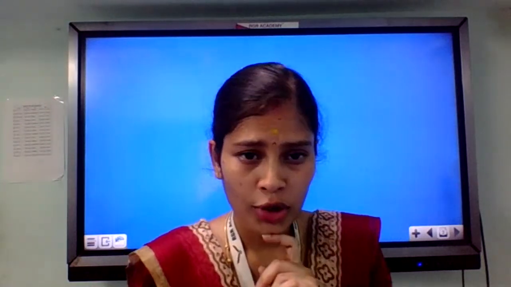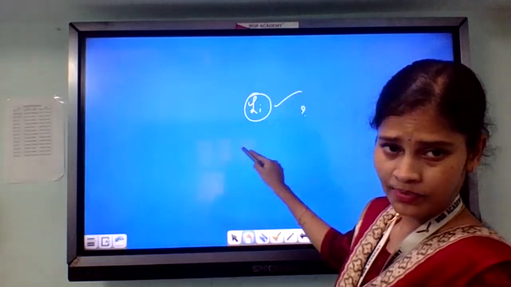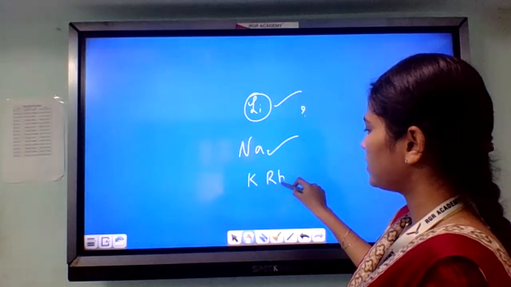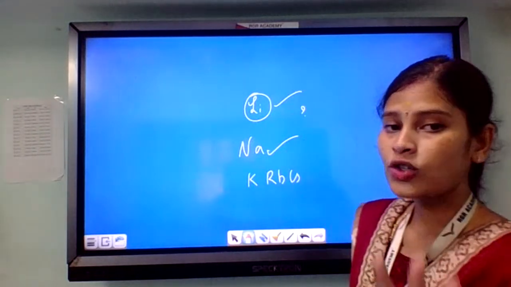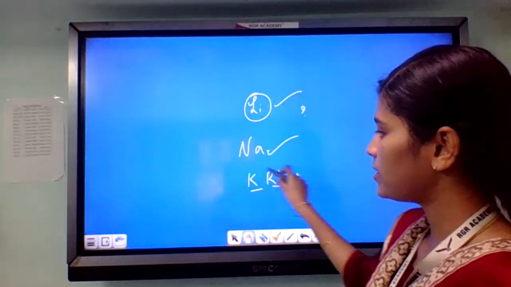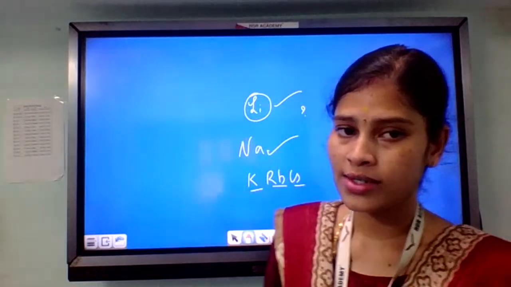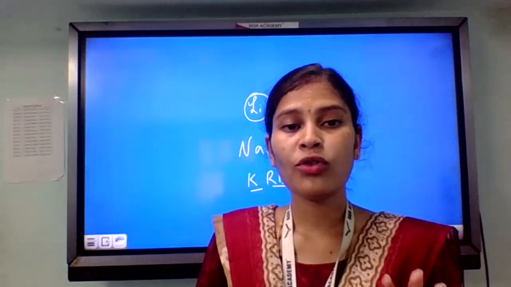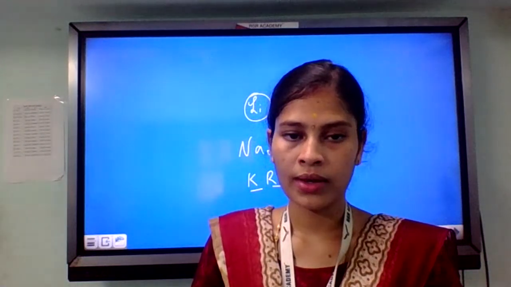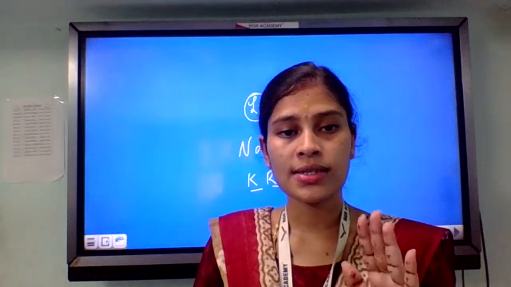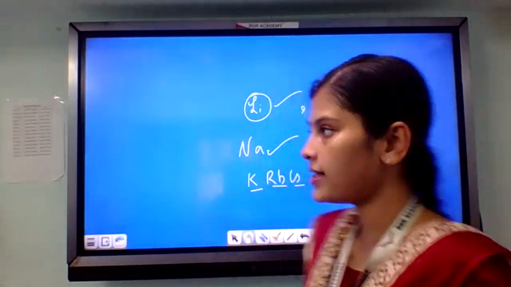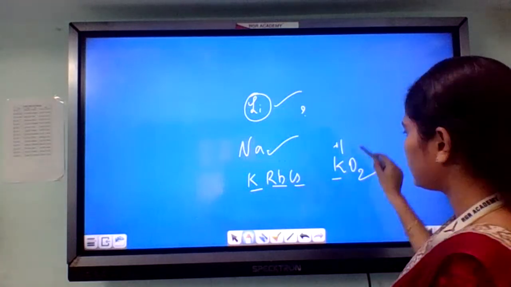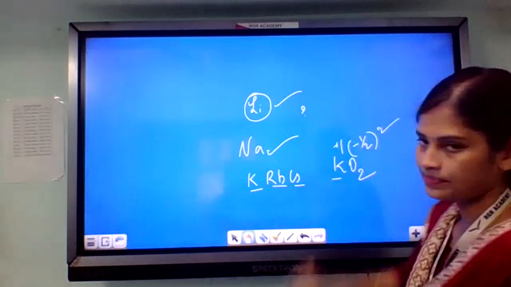When we talk about the oxides, lithium forms oxide, sodium forms peroxide, and potassium, rubidium, cesium form superoxide. It doesn't mean that sodium, potassium, rubidium, cesium can form only one type of oxide. They can form peroxide and superoxide, but the stable one: sodium forms stable peroxide, and potassium, rubidium, cesium form stable superoxide. For example KO2. Here potassium is in plus 1, so oxygen will be minus half, superoxide.